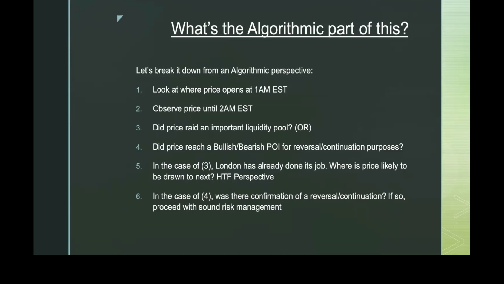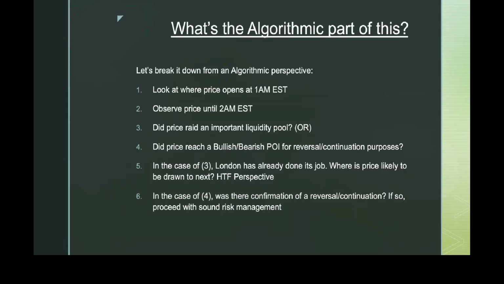Now look at the distinction between number 3 and number 4. Number 3 says, did price raid an important liquidity pool? So this means highs and lows. But number 4 says, did price reach a bullish or bearish POI? That's fair value gap, bullish order block, all that. So that's limit orders. Number 3 is stops, number 4 is limits.